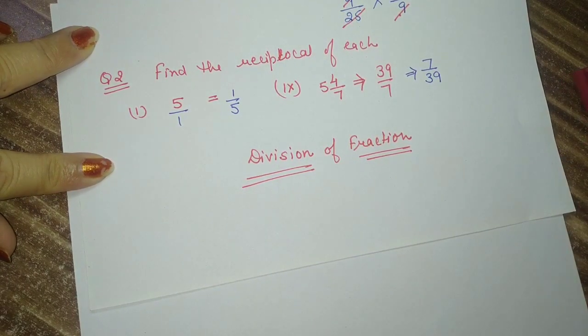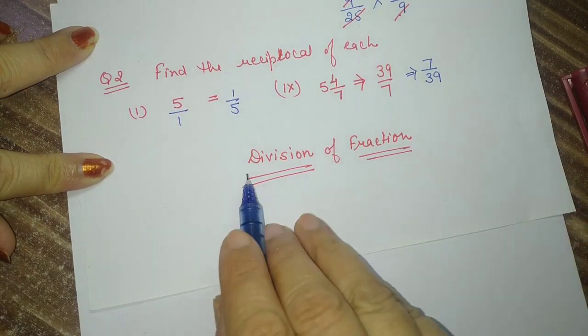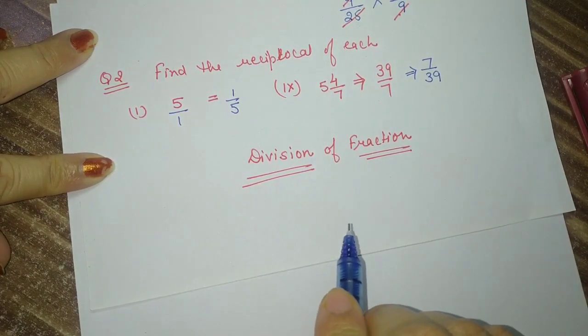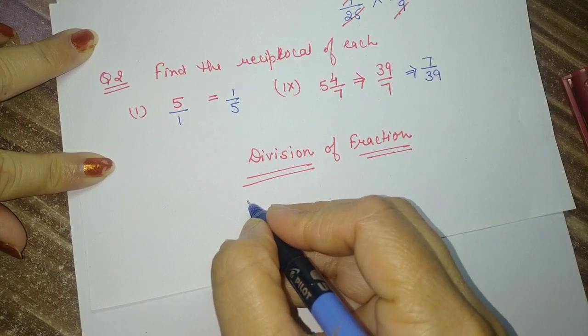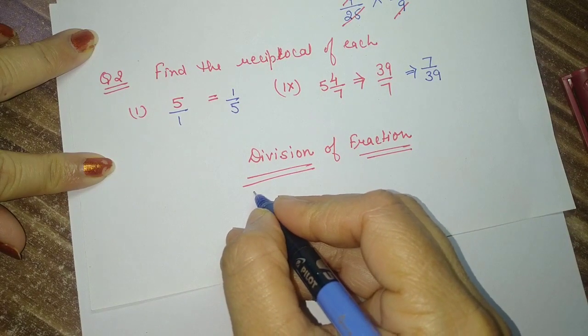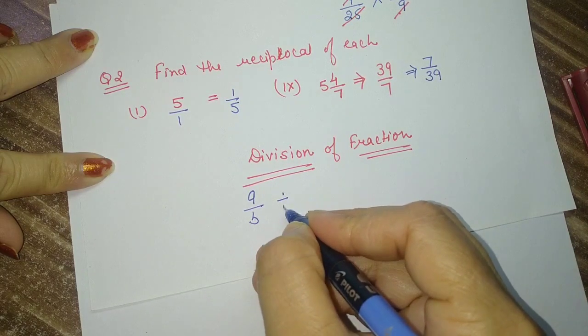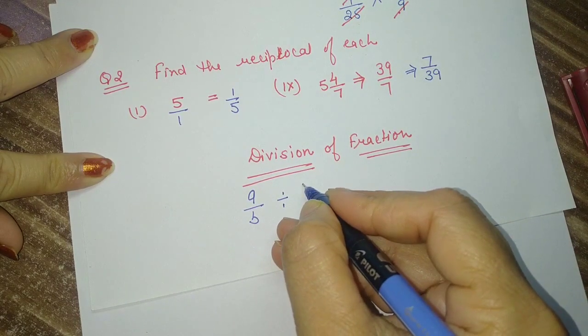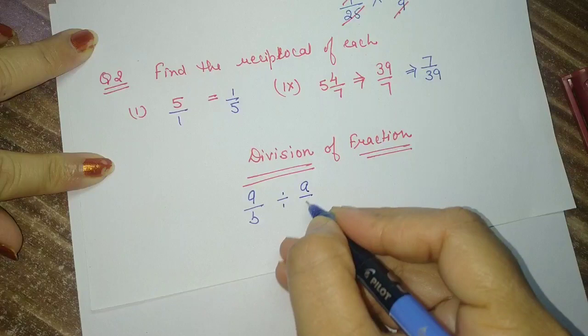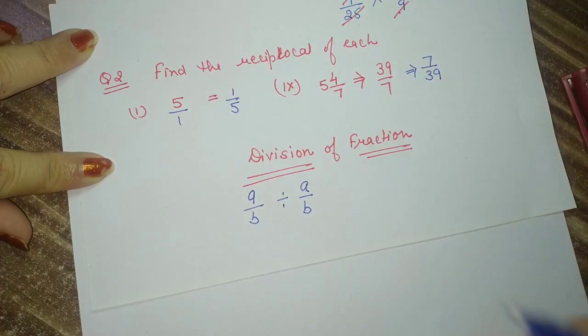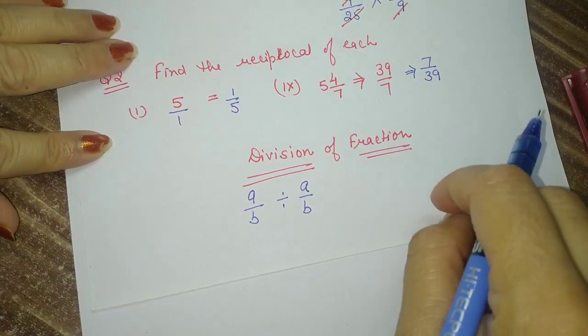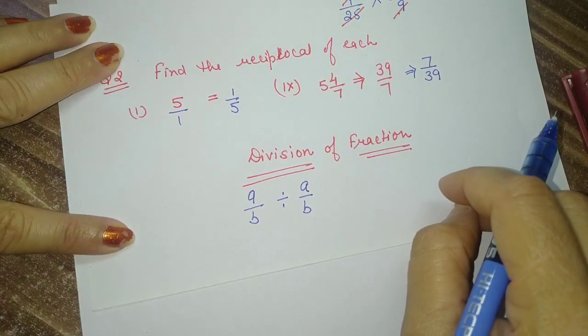With the help of reciprocal, we can easily divide fractions. How? If a fraction a upon b is divided by another fraction a upon b, I have written the same only. How to divide this one? Friends, here we require the term reciprocal.